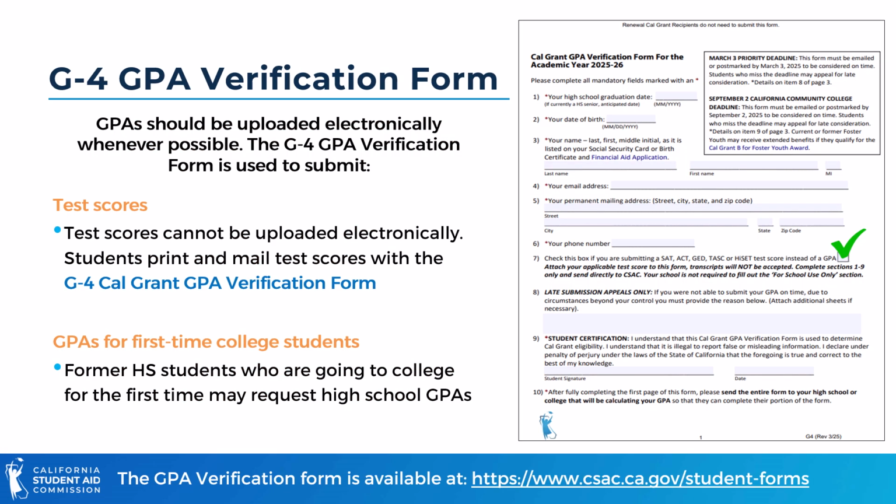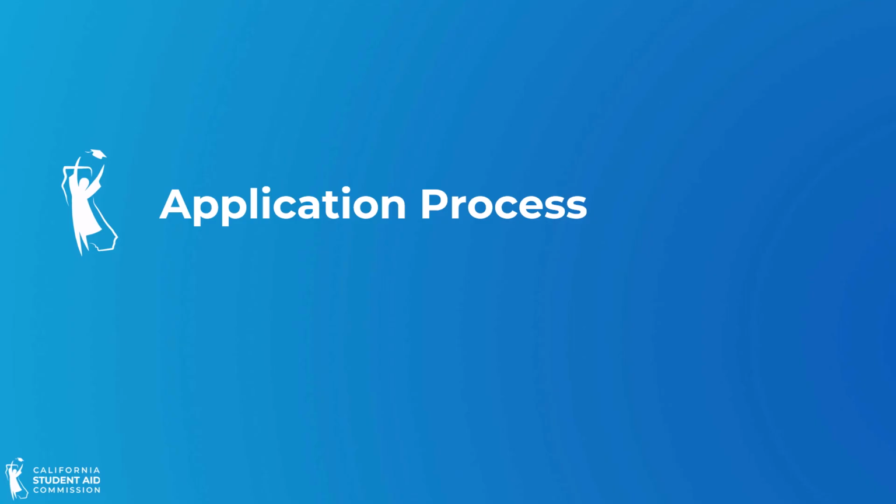And just like GPAs, test scores must be submitted by the application deadline using the G4 GPA verification form. While this form is also used by schools that do not have Web Grants access to upload GPAs, there is a section specifically for students who submit test scores in lieu of a GPA. Moreover, former high school students who are going to college for the first time may request high school GPAs using this G4 GPA verification form.